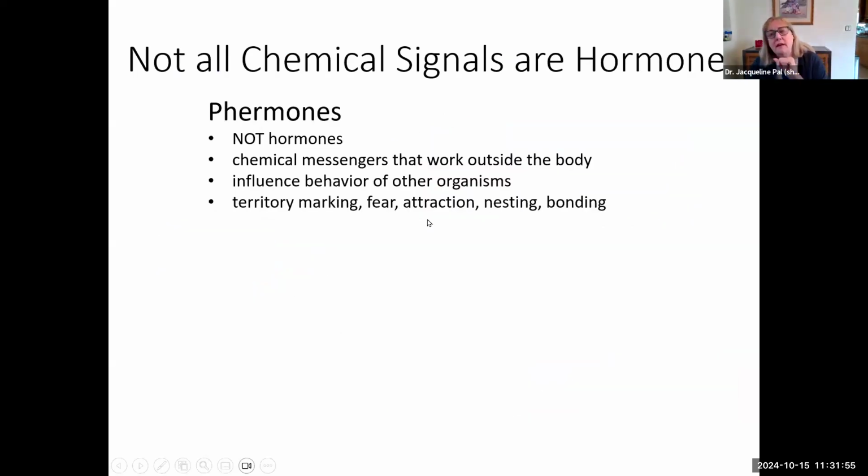Okay. Now, I want to point out something, the word pheromone, which a lot of students know about, and students think pheromones are hormones. Pheromones are chemical signals that are not hormones. They are chemical messengers that work outside the body. They influence other organisms. Yes, this is how dogs mark their territory. It's how coyotes mark their territories.